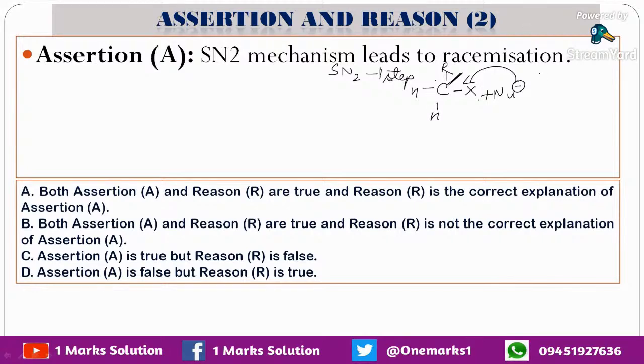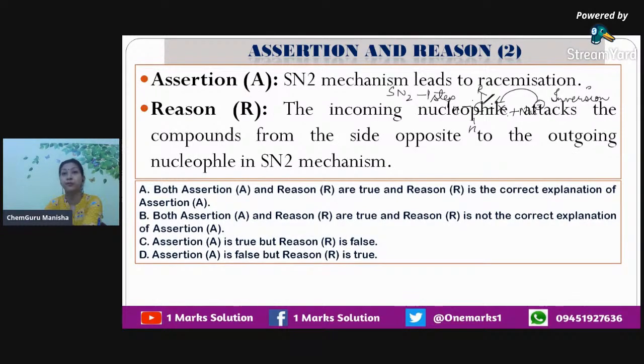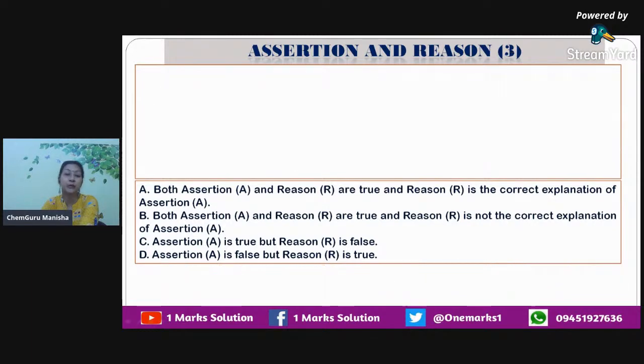So the concept is not racemization but inversion happening. Racemization will involve inversion as well as retention. Reason says the incoming nucleophile attacks the compound from the side opposite to the outgoing group. That's absolutely correct. That's what I explained to you, that it is inversion. It will attack from the other side. So assertion here is false, but reason here is true.